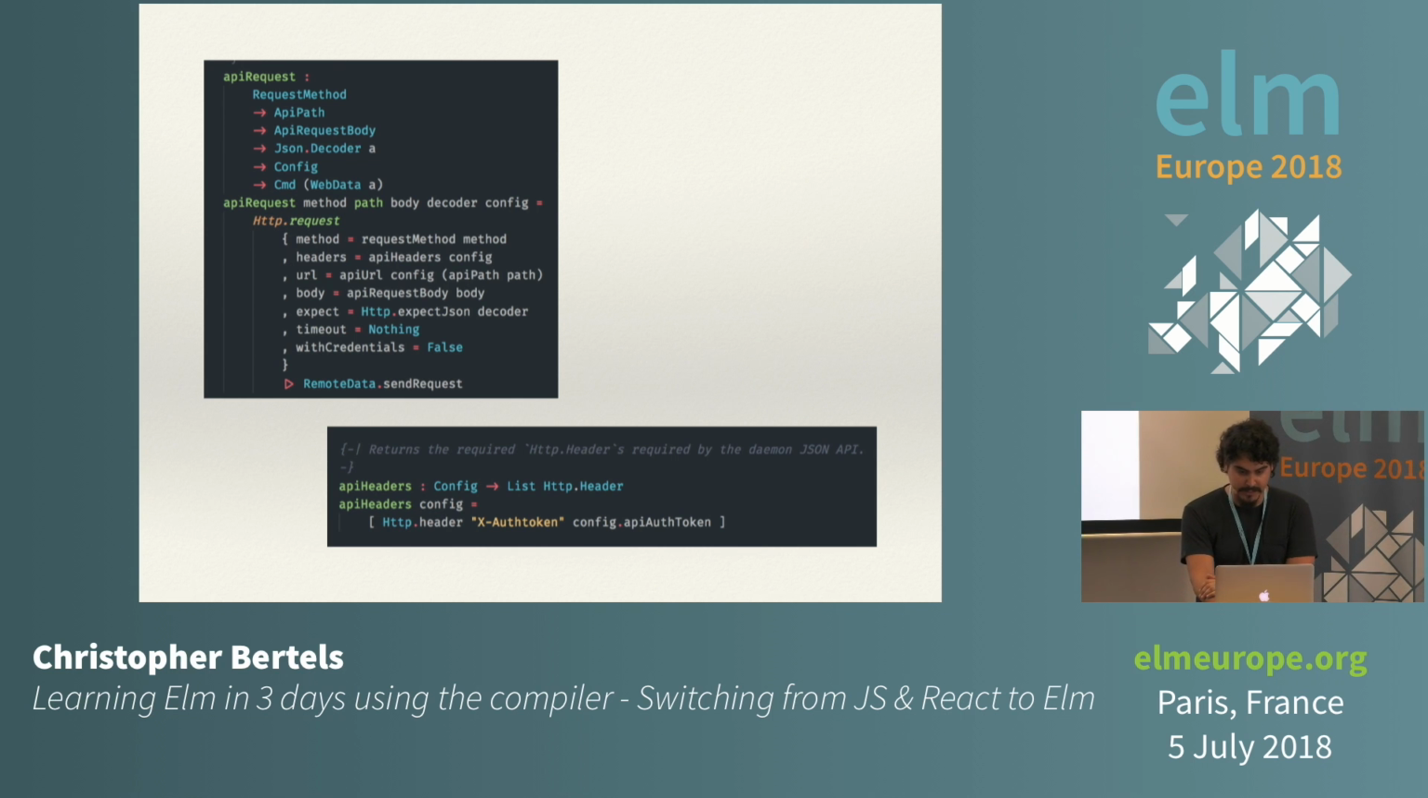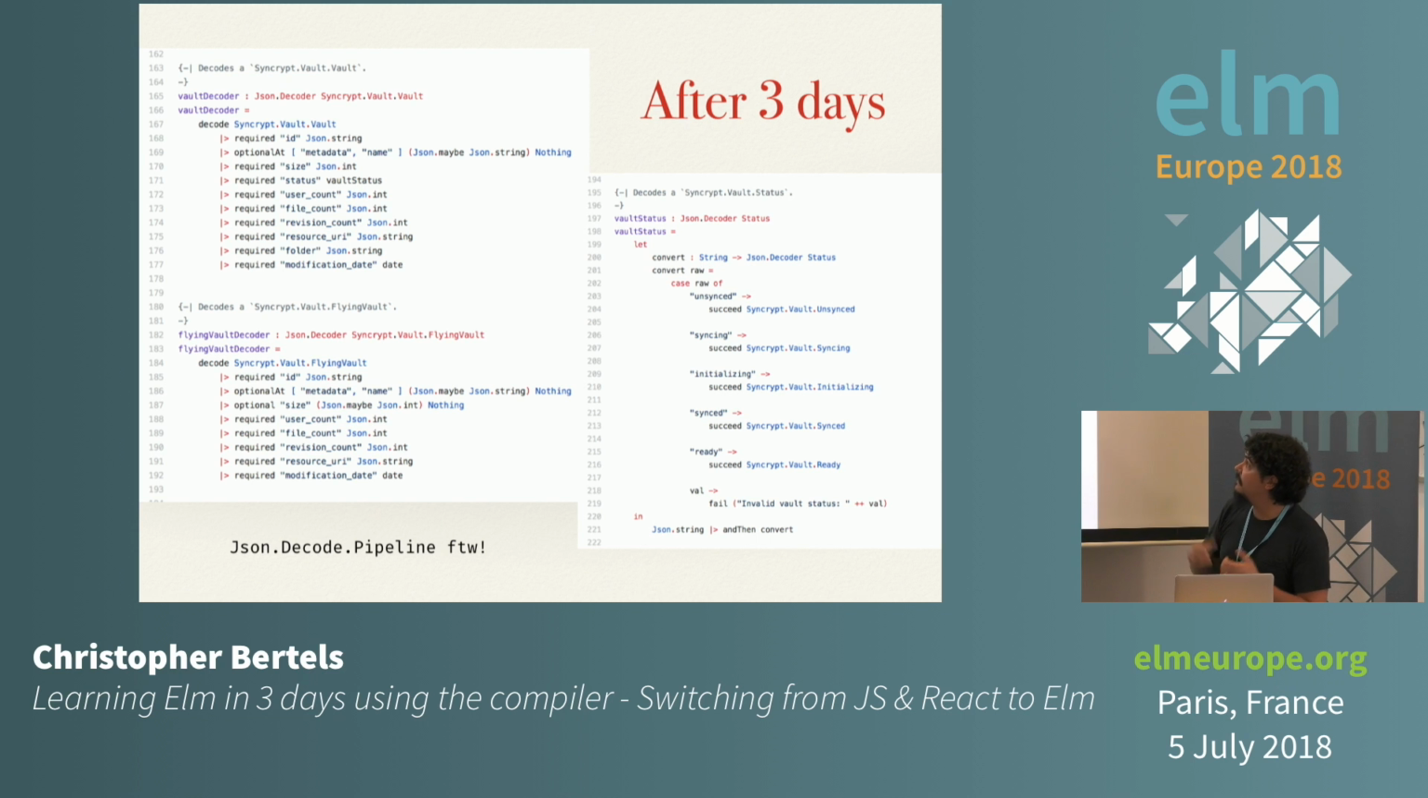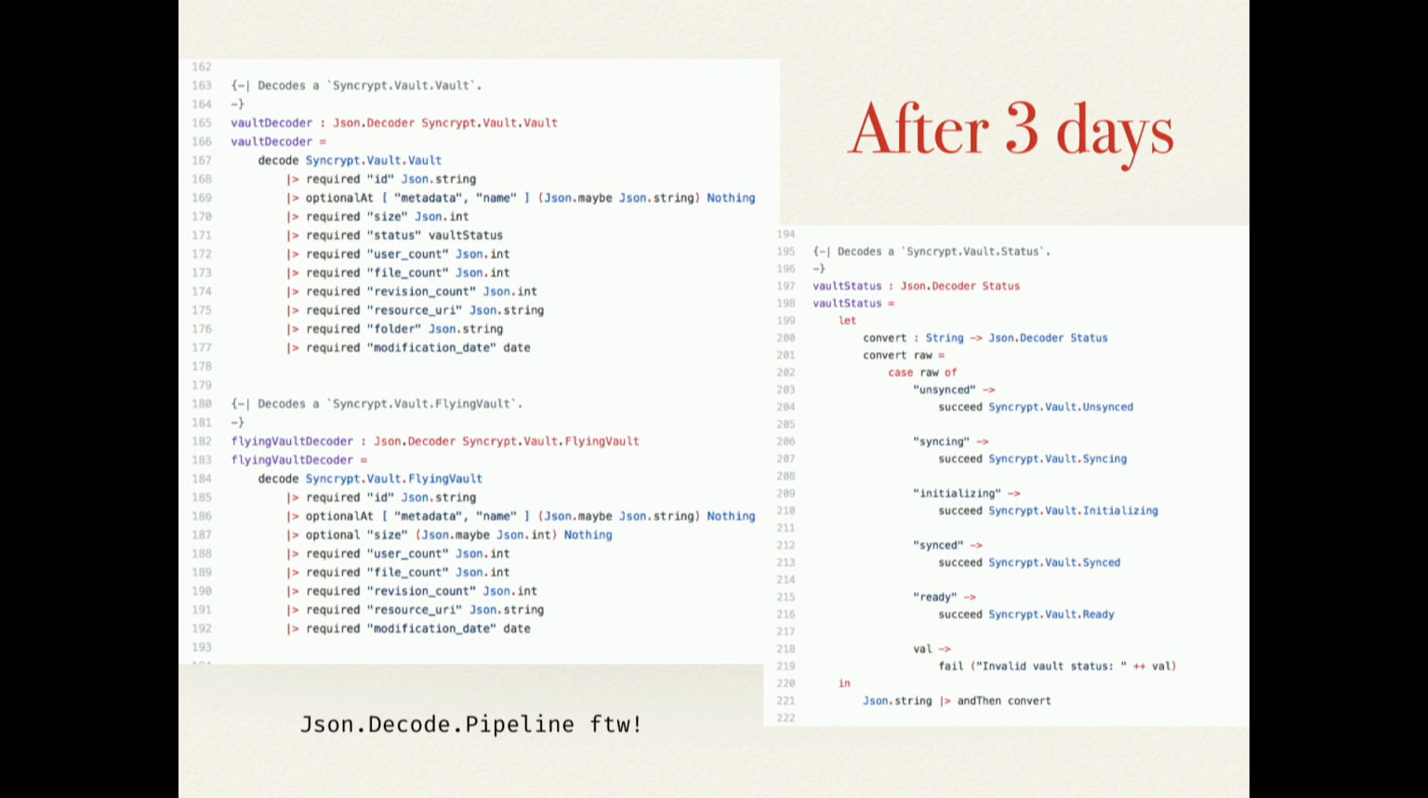Always good loading animations and never having stale data there. And so this is after 3 days. This is what I had. This is literally, I checked out the revision from after 3 days, the last commit I did that day, and then checked out the tree and copied the code from the decoders in. And as you can see, I soon switched to the JSON decode pipeline package, because I think it makes it a lot easier to read.